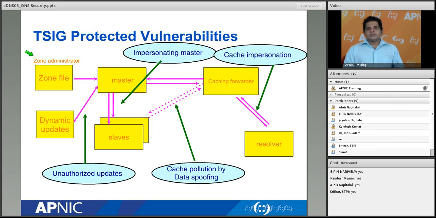Now this is the DNS data flow that I was talking about earlier. In this data flow, if you see these unauthorized updates as well as impersonating master, these kinds of transactions can be protected by TSIG. But things like data spoofing or cache impersonation, cache pollution and so on, are protected by DNS security extensions, or DNSSEC.